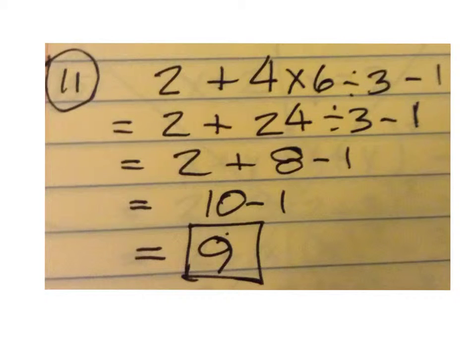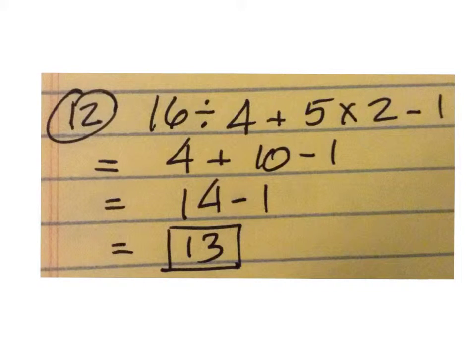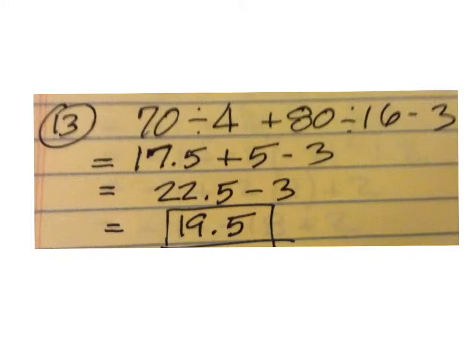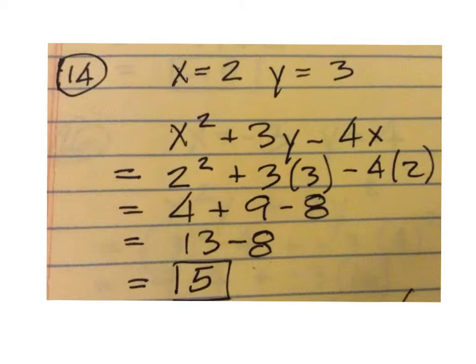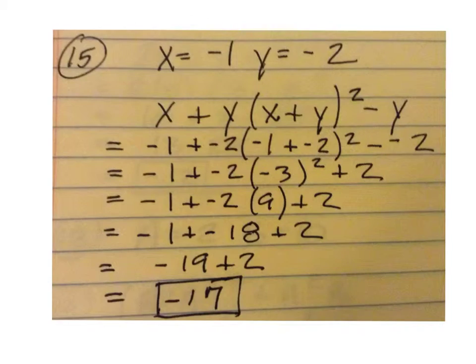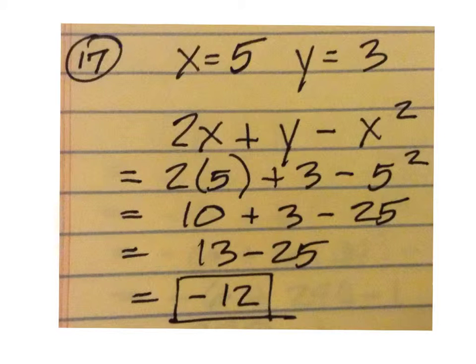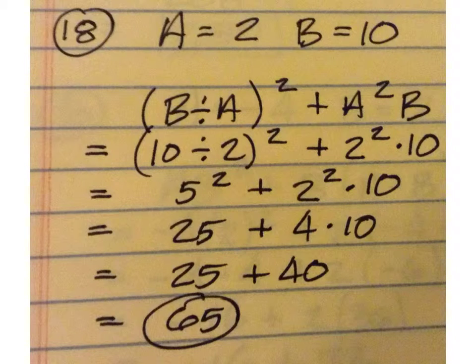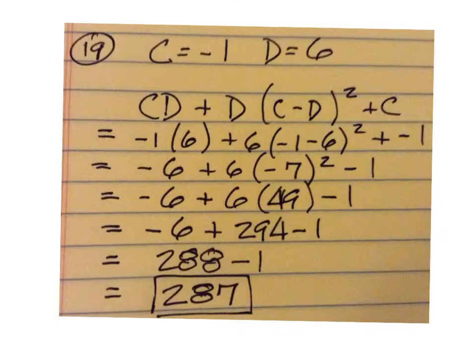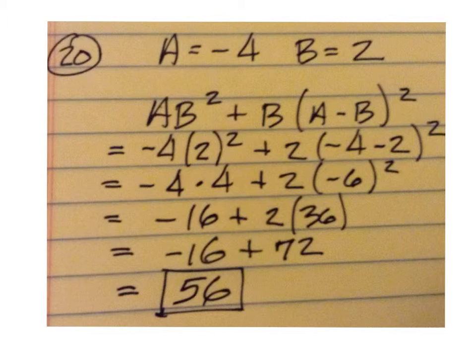11 is 9. 12 is 13. 13 is 19.5. 14 is 5. 15 is negative 17. 16 is negative 12. 17 is negative 12. 18 is 65. 19 is 287. 20 is 56.